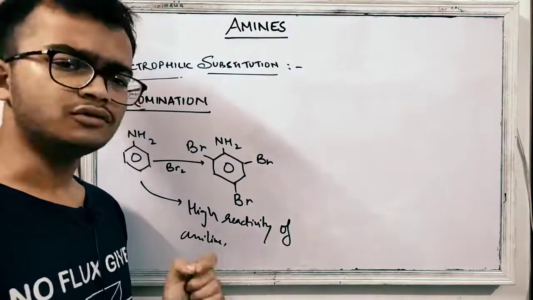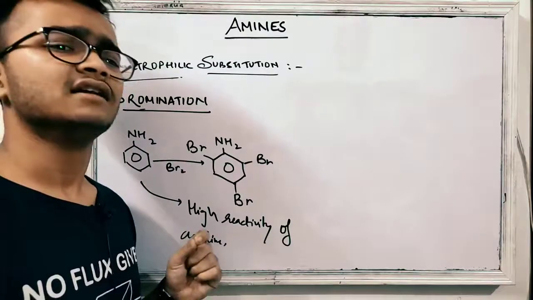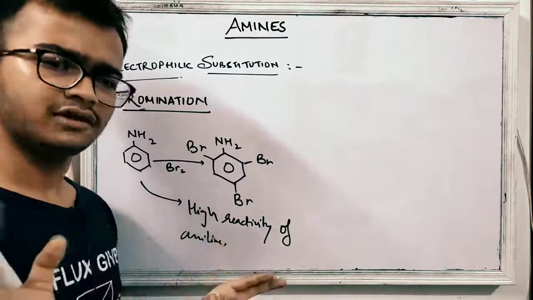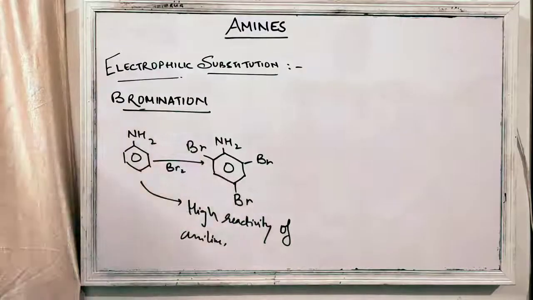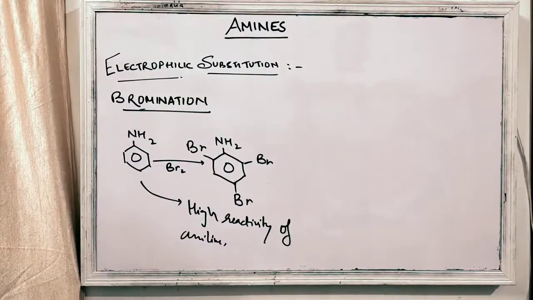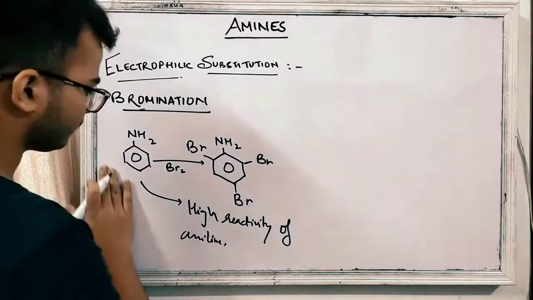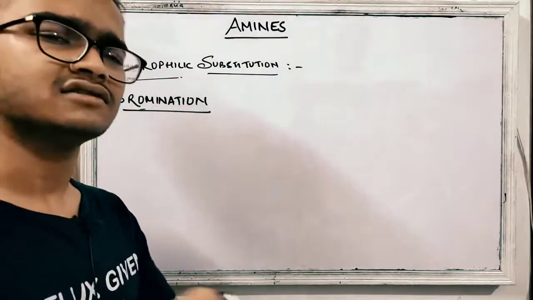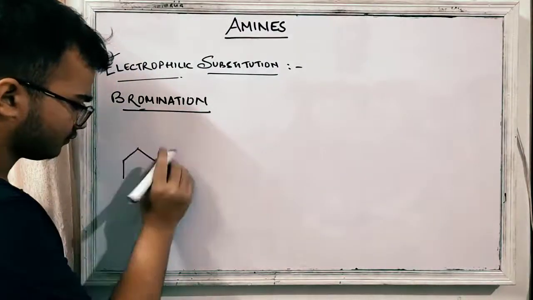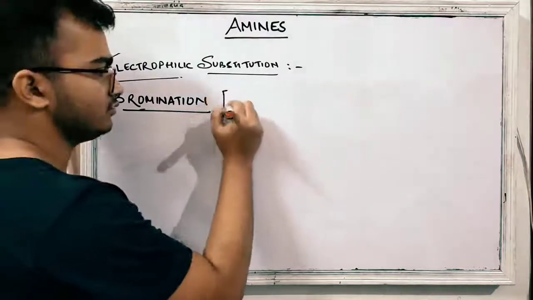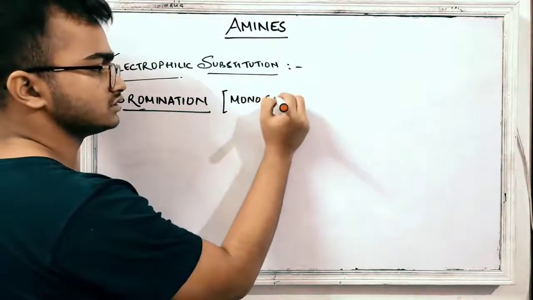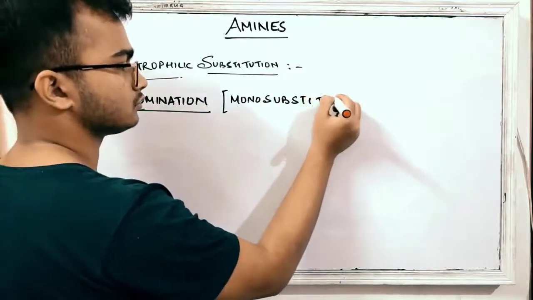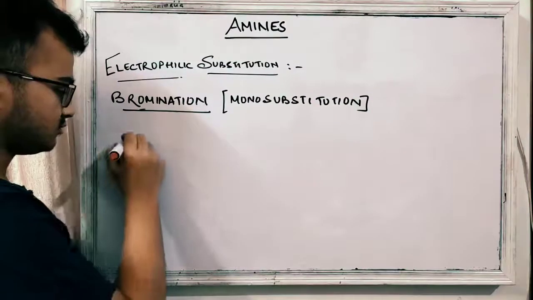So, what you have to do? You have to do a process which is called the protection of aniline. I am just showing you. So, copy it. Let us perform the protection of aniline or the mono substitution. For mono substitution, first we make the NH2 group a bit bulky, so that due to steric hindrance the bromination does not occur. So, this is my aniline. Bromination, give the heading mono substitution.